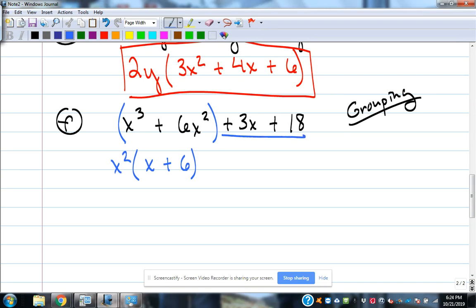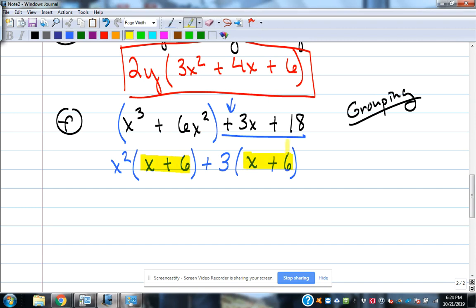So look at the positive 3x plus 18 separately. What would be the GCF of those two? 3. What kind of 3? That sign right there tells you to put a plus in front of that 3. What times positive 3 would get me 3x? X. What times positive 3 would get me positive 18? Positive 6.